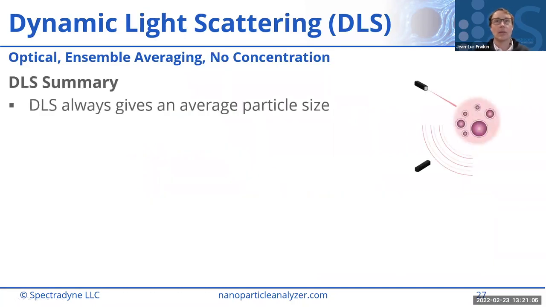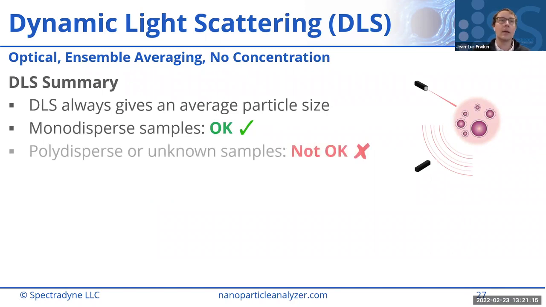So to summarize dynamic light scattering, it always gives an average particle size, which is handy and works very well for monodispersed samples. That's great.